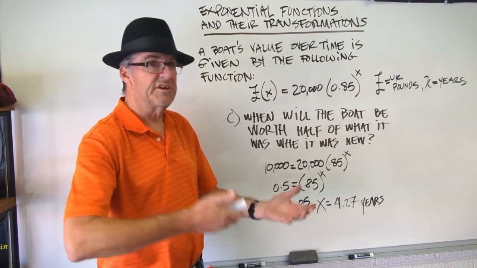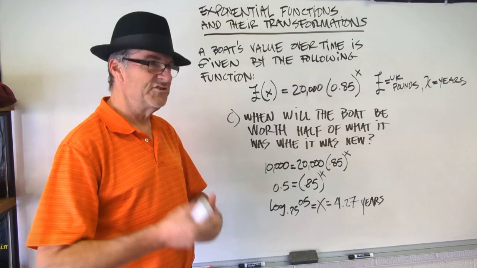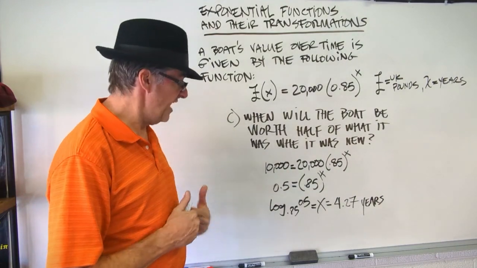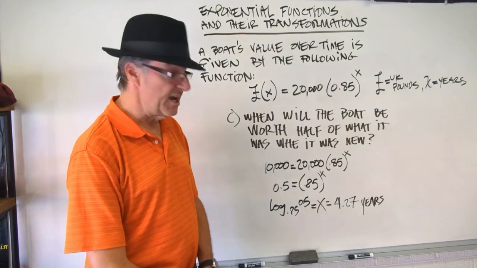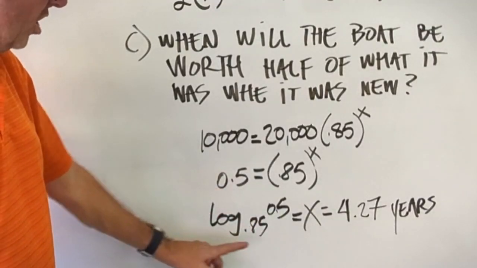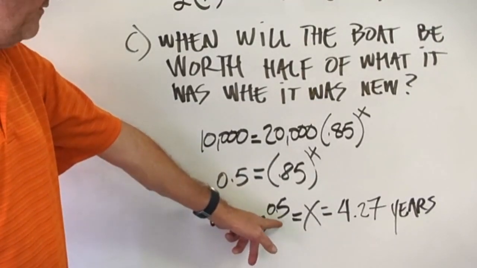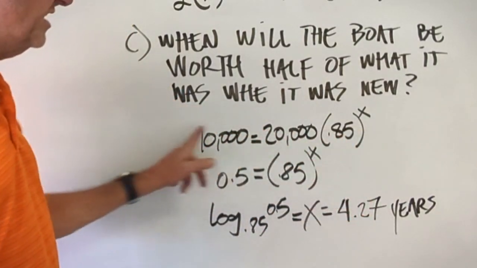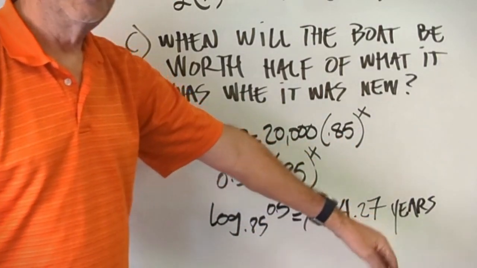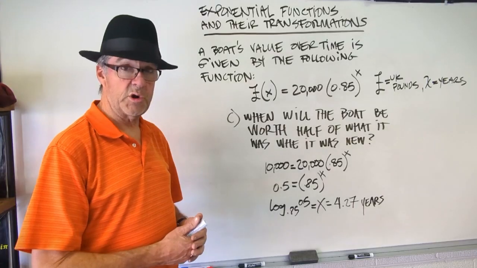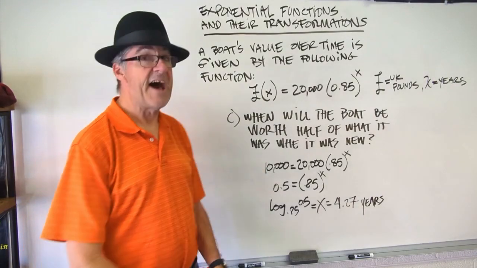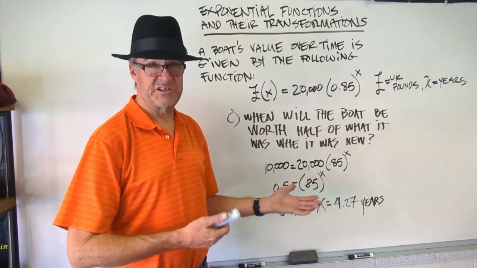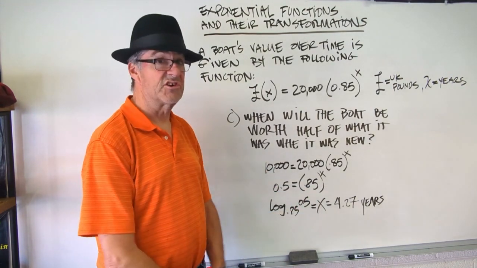And this is just like using the trig functions on your calculator. We can't do sine of 52 on paper. We need a calculator to do that. Same thing with solving for variables in exponents. So this is just log base 0.85 of 0.5. So you put that in the calculator and it tells you that the power that would make this thing true is 4.27. So it takes about 4¼ years for the boat to be worth half of what it was when it was new. So again, 4 years, 3 months, cost $10,000 to have a boat.